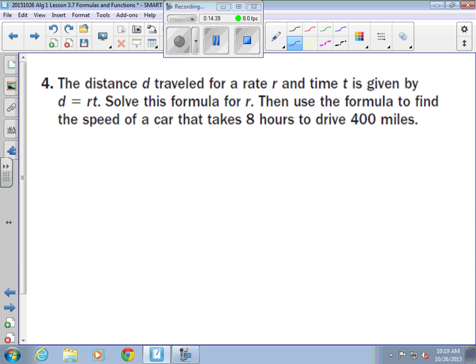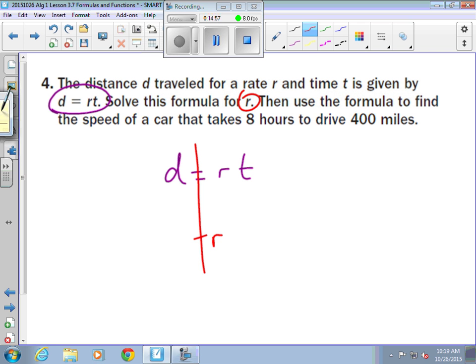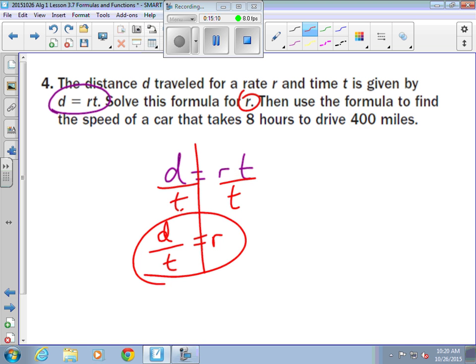Number 4 says the distance traveled for a rate R and a time t is given by distance equals rate times time. There's your formula right there. Solve this formula for R. Okay, easy. So we want to get R by itself. It says R times t, divide by what? t. We do it to one side, we do it to the other side. So rate equals distance over time. And this matches what we know already. We know that on your speedometer, rate of speed equals distance over time, miles per hour.